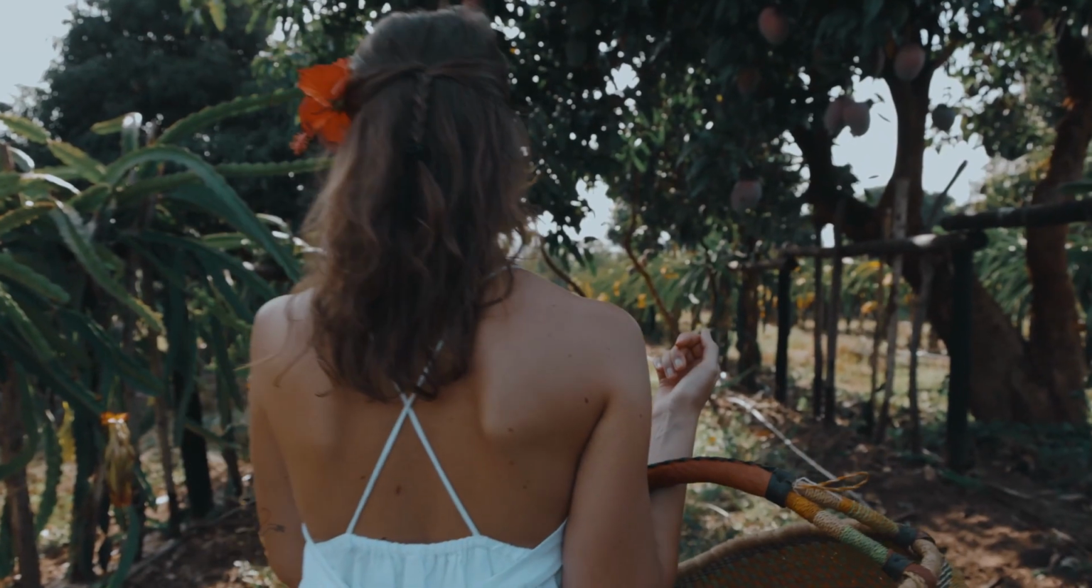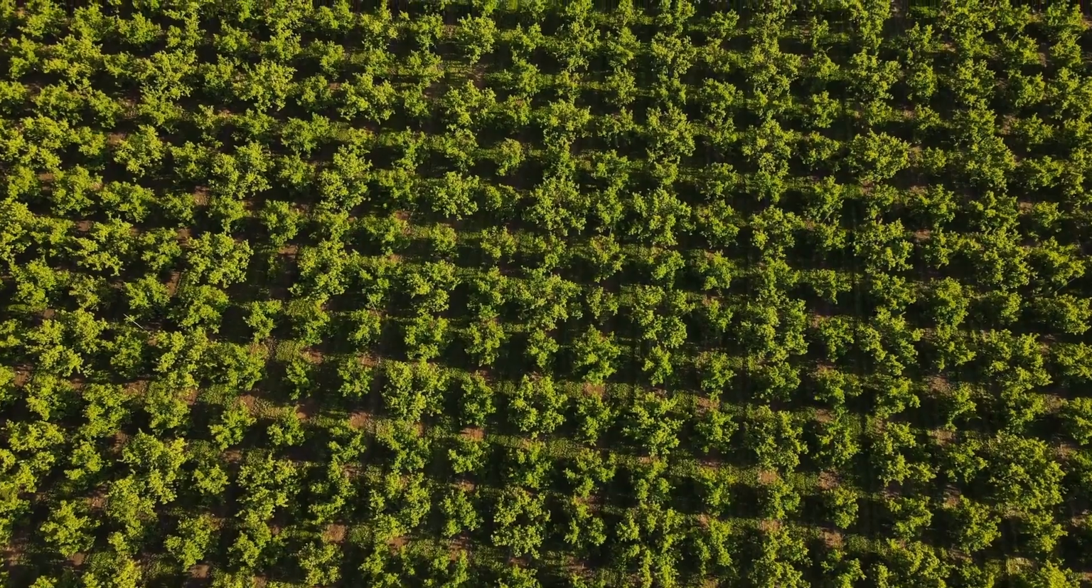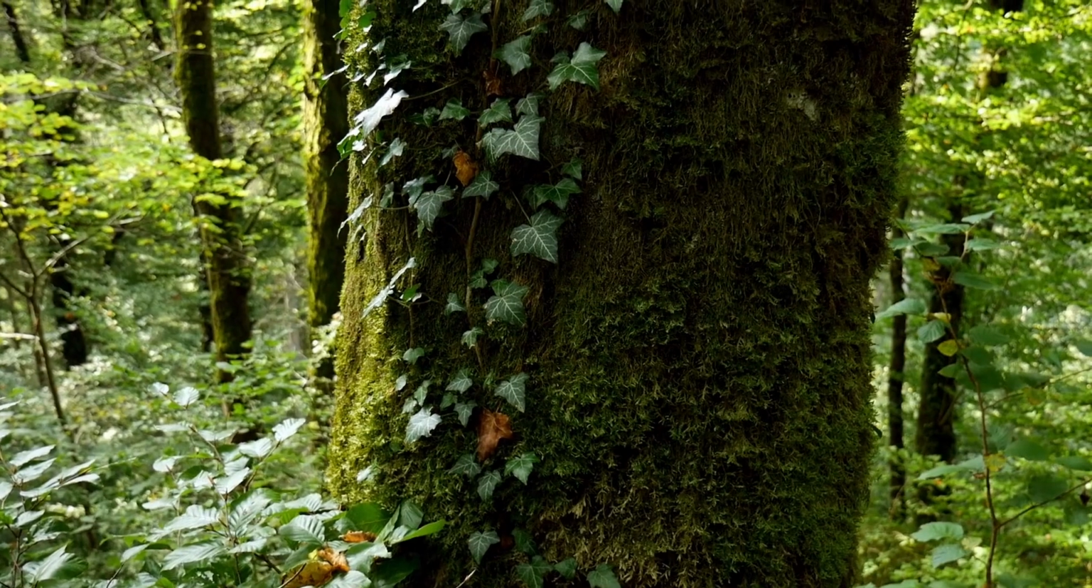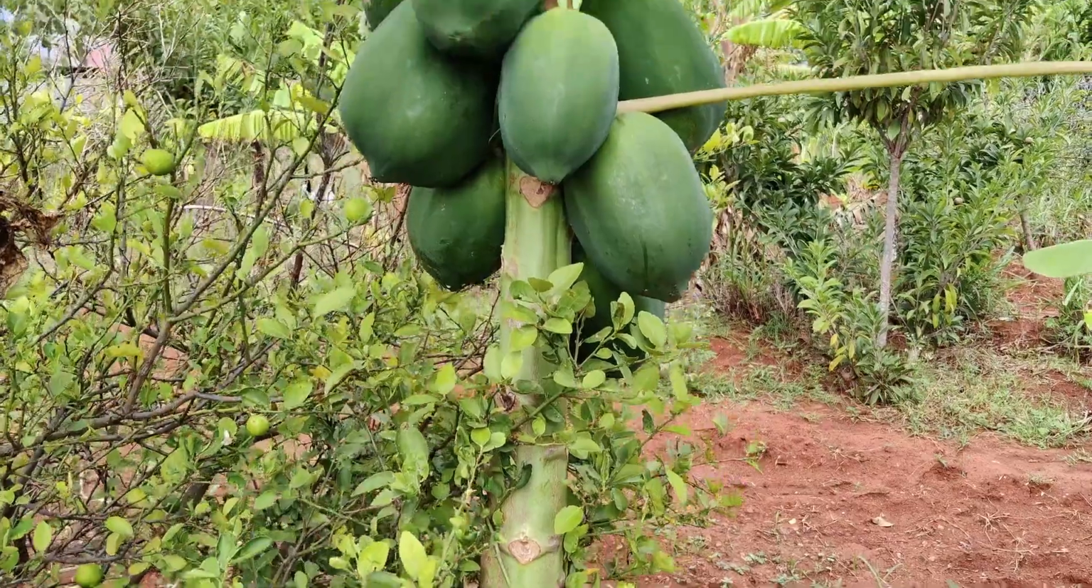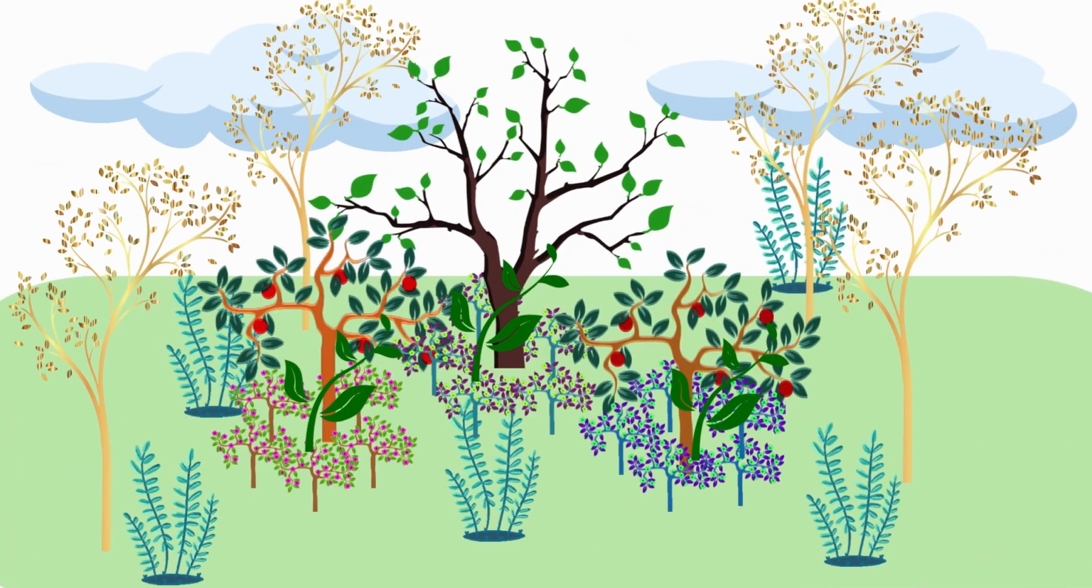Today, we'll discuss a difference between a food forest and an orchard. Let's start with a food forest. A food forest mimics the structure and function of natural forest ecosystems, but with a focus on producing a variety of edible plants. So food forests typically have several layers of plants, which allows for efficient use of space and resources.